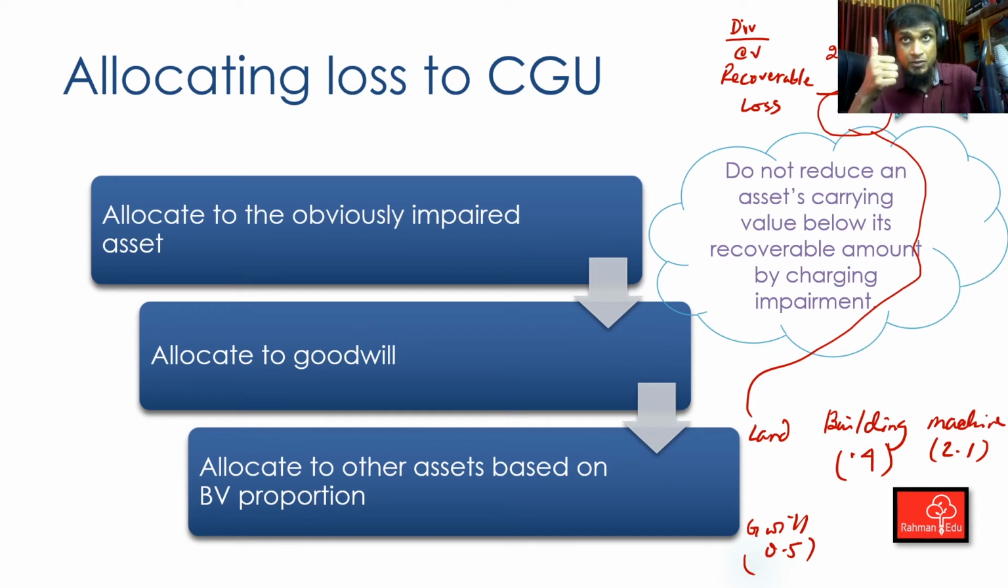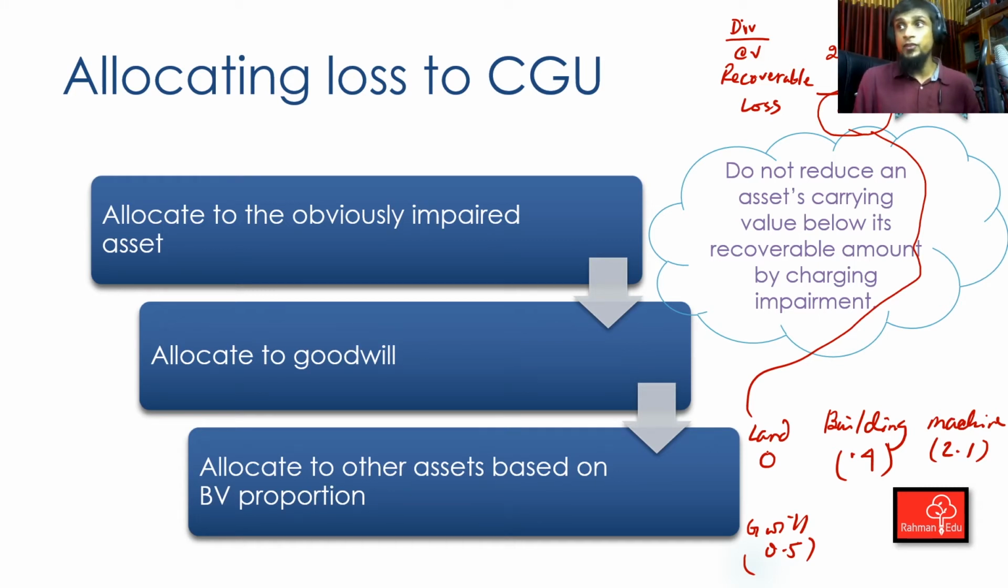Then the second principle. If you find any asset for which you are sure that the asset is not impaired, the recoverable amount is equal to or higher than the carrying value, do not put any loss in that asset. Like maybe land, maybe the fair value of land is higher than the carrying value. Obviously not impaired. Put no impairment loss in land in that case, yes?